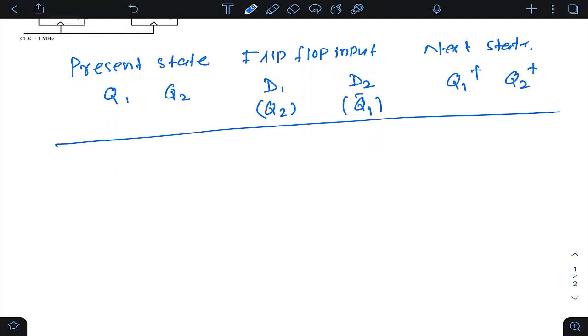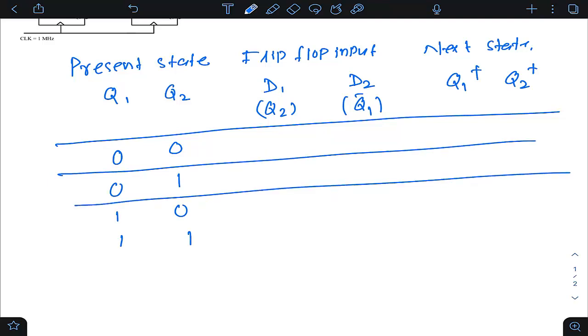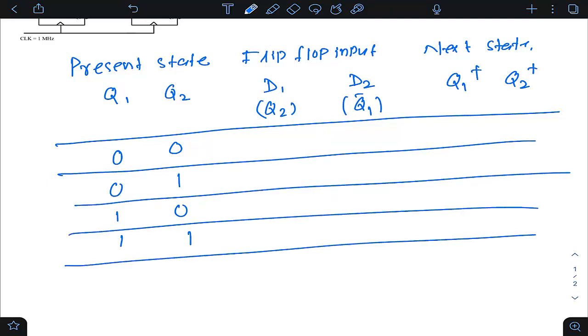First, let us write the combination of these present states: 0 0, 0 1, 1 0, 1 1. Based on this, we can now easily proceed. If I ask you what the flip-flop inputs are, D1 is Q2, so I'll copy the Q2 column as it is: 0, 1, 0, 1. And D2 is Q1 complement, so the complement of the column 0, 0, 1, 1 becomes 1, 1, 0, 0.